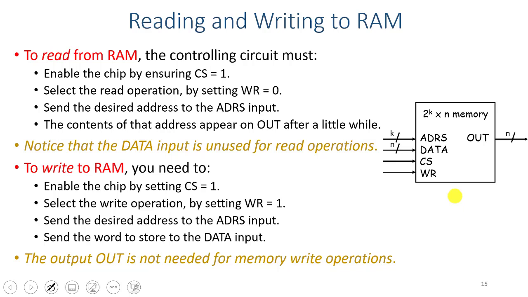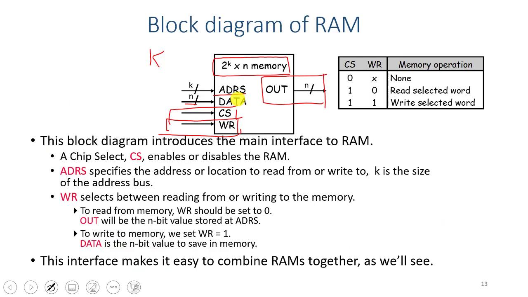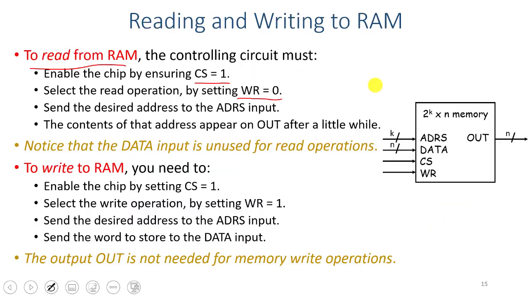Reading and writing from RAM. What is the process of reading and writing? In order to read from RAM, first chip select is equal to 1, WR is equal to 0. Where did I get these values? From here. See, chip select is equal to 1 if you want to use the RAM. If you want to read, WR is equal to 0. Next, send the desired address on the address bus. The contents will be available on the output over here.